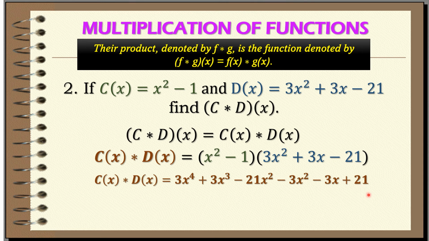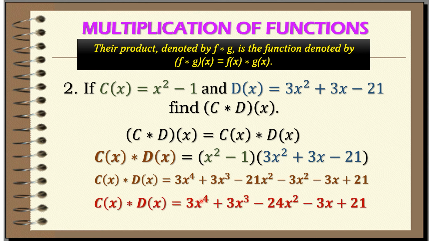And then the next step is to combine the like terms. The like terms we have here are negative 21x squared and negative 3x squared. So we are going to add them, which is equal to negative 24x squared. So we have 3x raised to the fourth power plus 3x cubed minus 24x squared. How does it happen? By combining negative 21x squared and negative 3x squared. Then minus 3x plus 21, and therefore this is now the final answer. This is the product of the two functions given above. Okay, so I hope you follow.